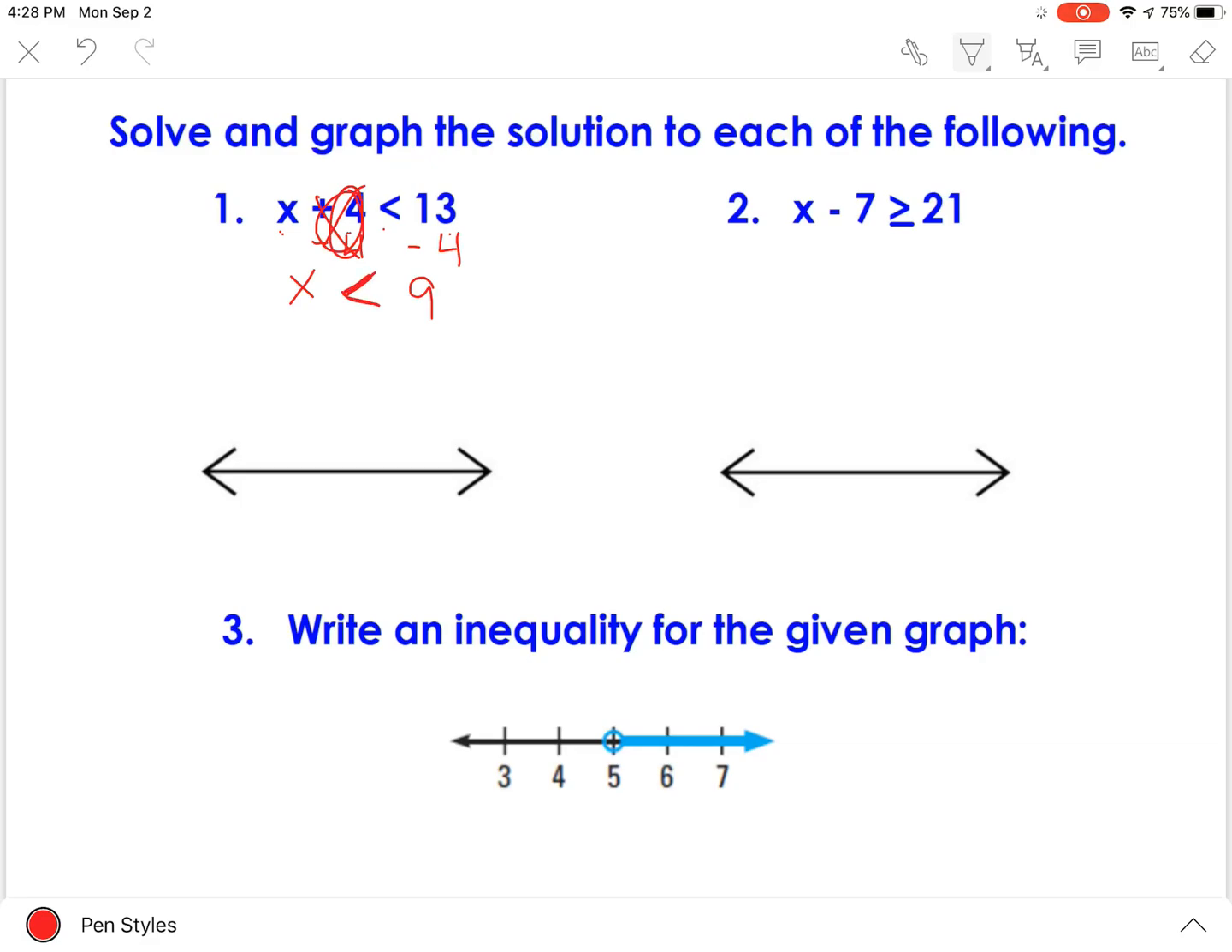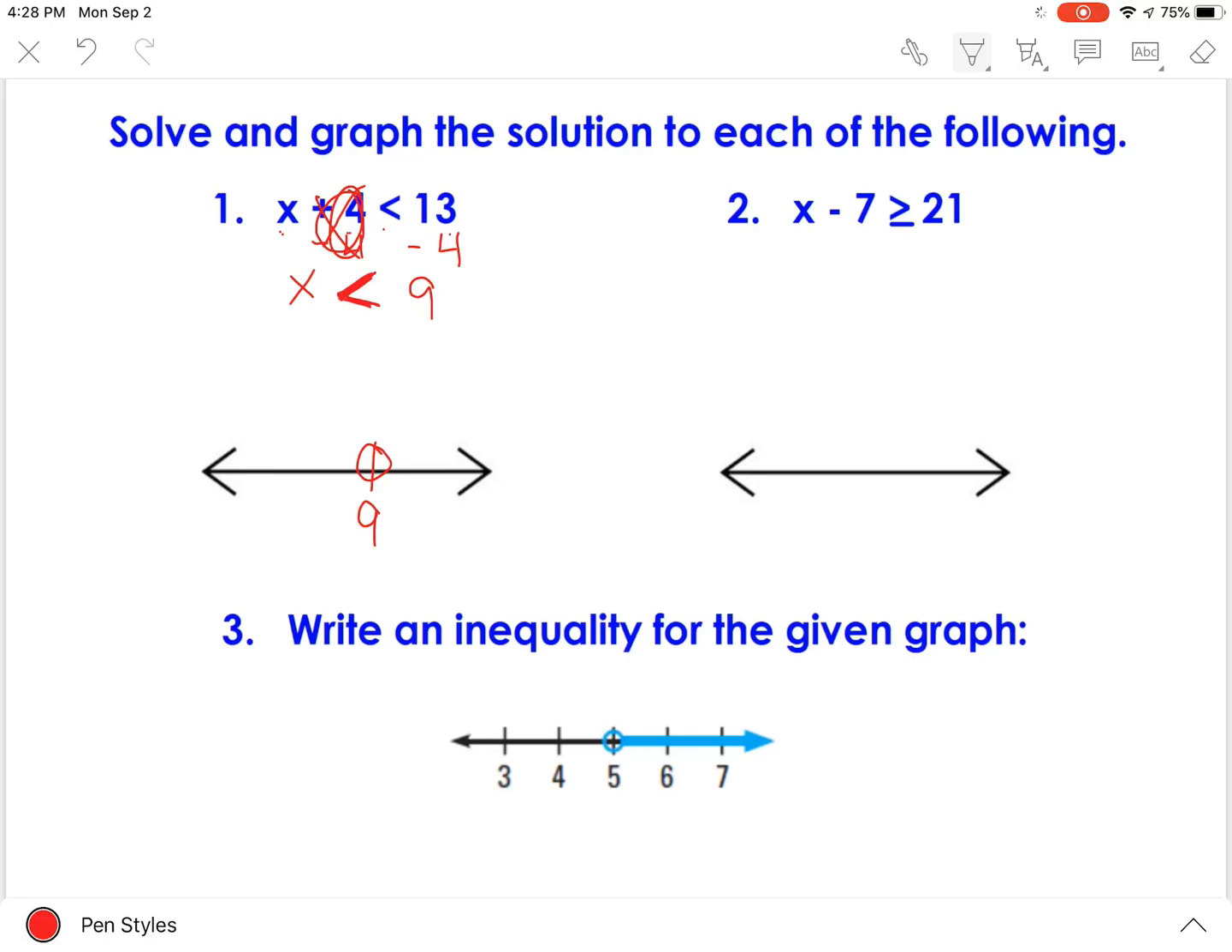So now that x is isolated, we know that for this problem, any value that is less than 9 will work for this inequality. So to graph this, I'm going to put 9 on my number line. Since it's not equal to, we're going to have an open circle.